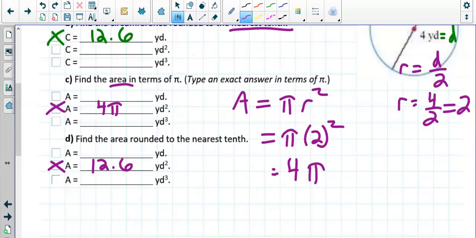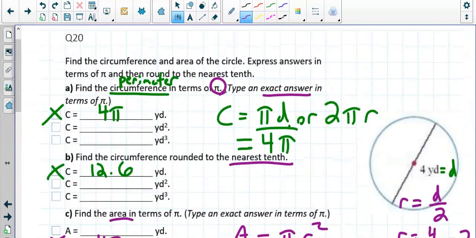There you go. You will have 4 answers to this. Again, just like the homework, we want exact and we want rounded. So make sure that you read carefully and know which one is which, and which one you're doing circumference on and which one you're doing area on.